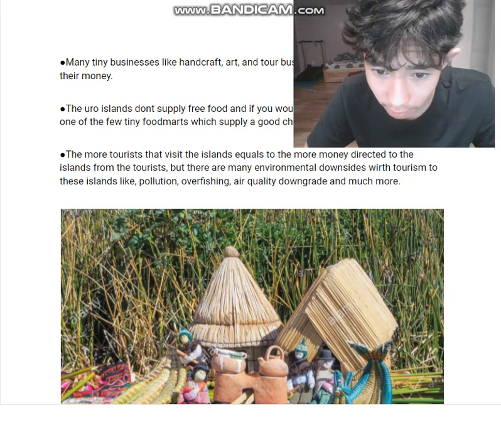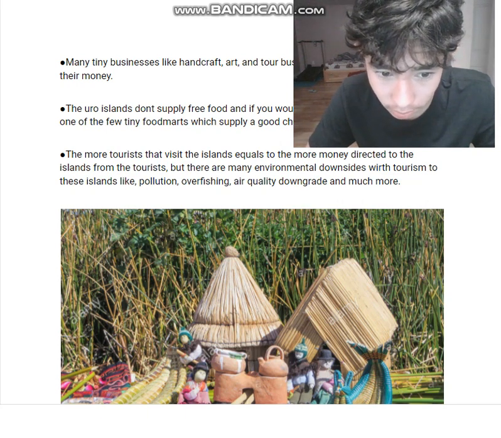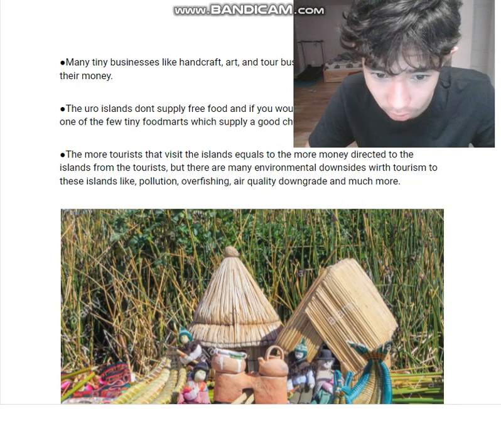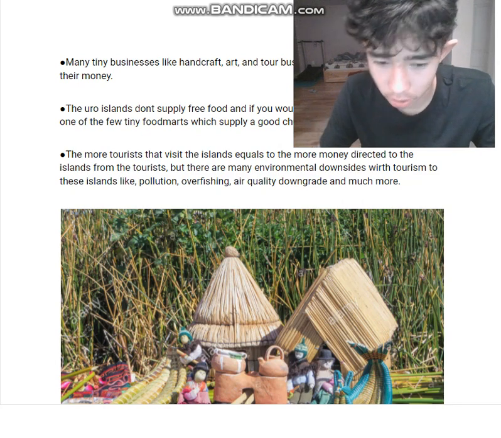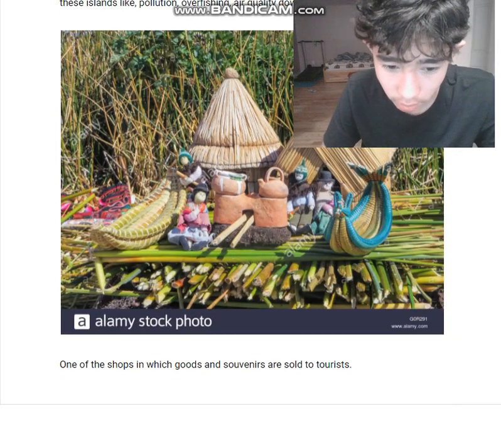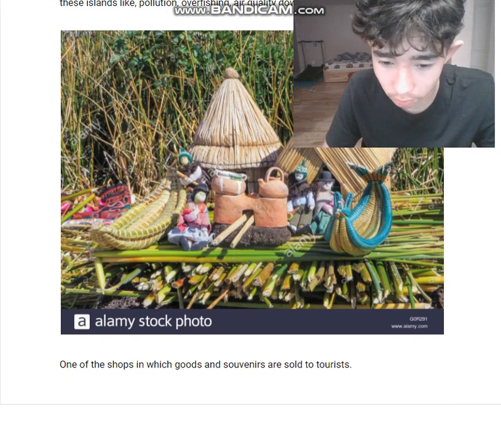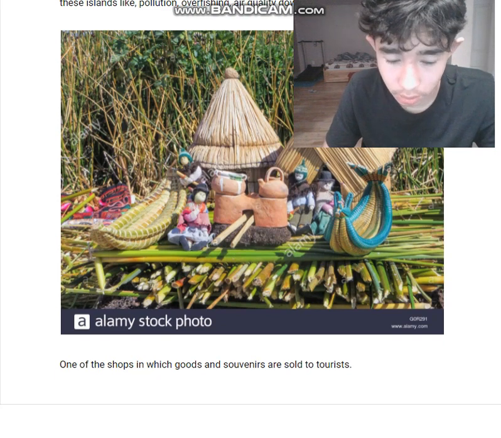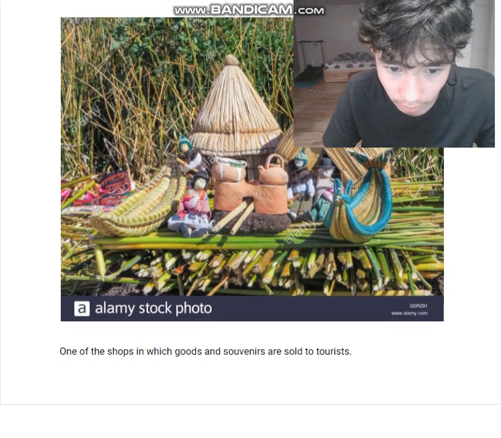But there are many environmental downsides with tourism to these islands, like pollution, overfishing, air quality downgrade, and much more. So here's one of the pictures of goods and souvenirs. This is like what they sell, like at a shop.